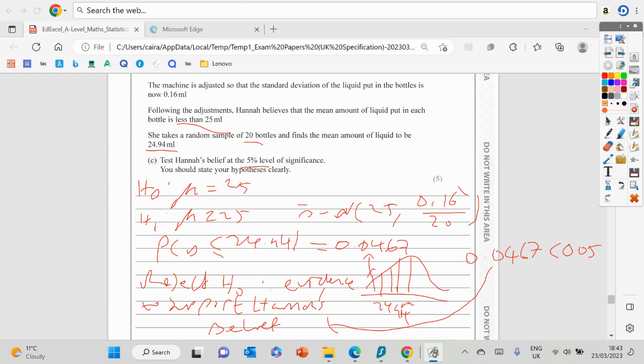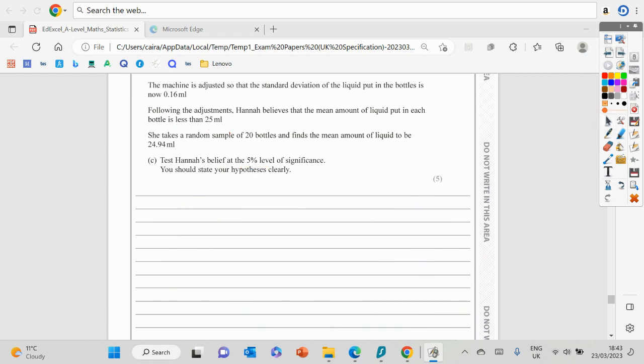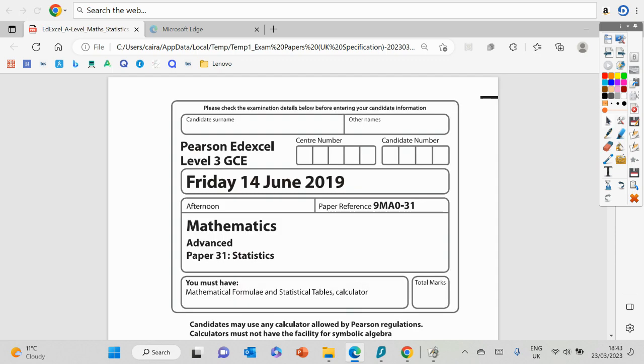Alright, that is your 2019 statistics paper. I hope you enjoy this, and I hope it's a bit better with me telling you what I'm plugging into my calculator. If you find that useful, do let me know and have a look at the mechanics one that I uploaded not long ago, if you want to look at the other half of this paper. If you want to do any other stats or mechanics papers, I can do 2018. In fact, no, I've done the 2018. You can have a go at that.